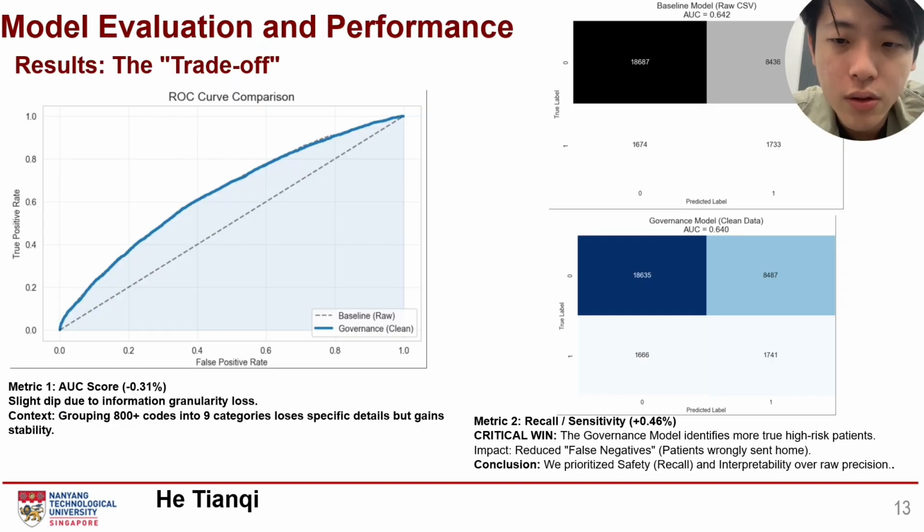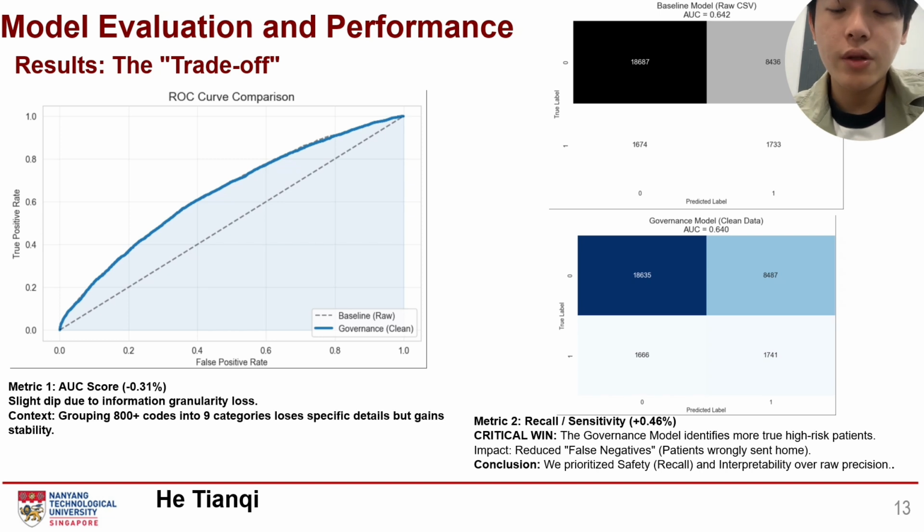Okay, this part is about the model evaluation and the performance, and this slide is talking about the results. Let's look at the results. You might notice the AUC dropped slightly by 0.31%. This is expected because when we grouped 800 diagnoses codes into 9, we lost some fine-grained detail. However, look at the recall, look at the confusion matrix, and it increased by 0.46%.